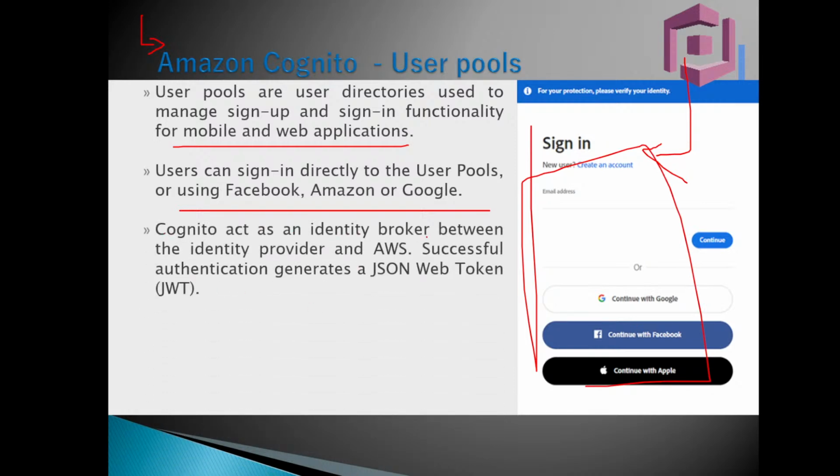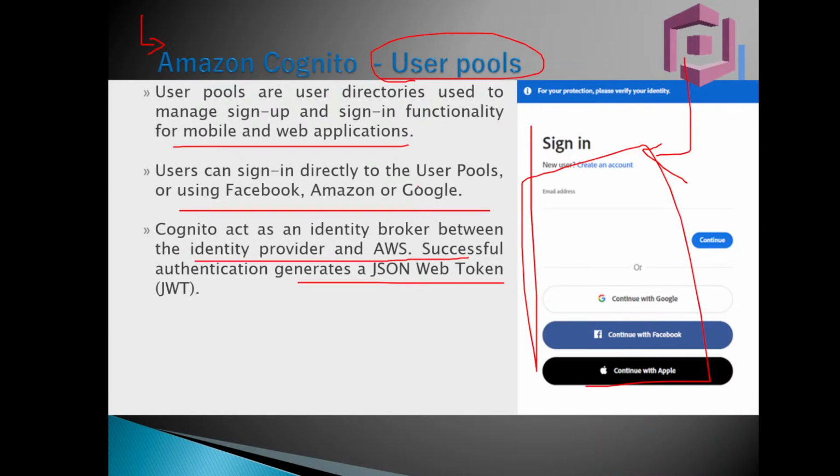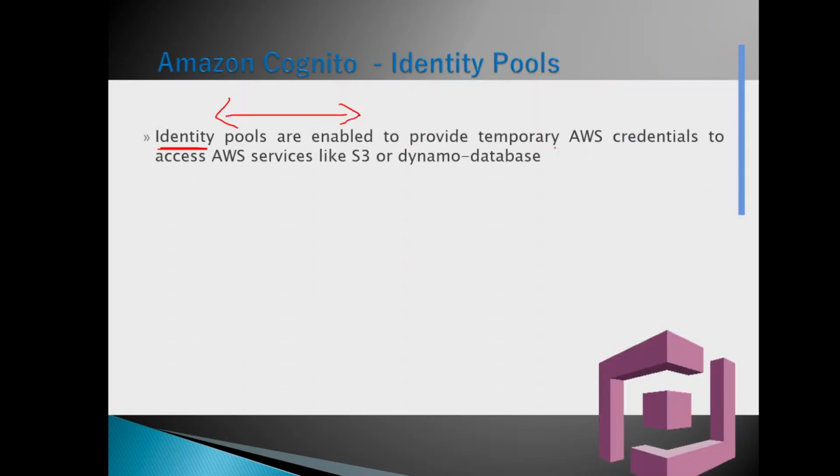Cognito acts as an identity broker between the identity provider and AWS. After successful login, the token will be generated. Now, after the user has logged in, what is the next step? To provide the access, right? Identity pool, that's called identity pool. First is the user pool, for user authentication, and then authorization, where you give access to either an AWS service or your website. So identity pool is able to provide temporary AWS credentials for AWS access like S3 or DynamoDB.